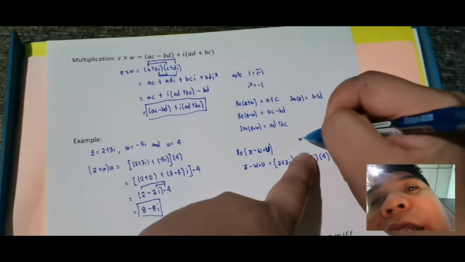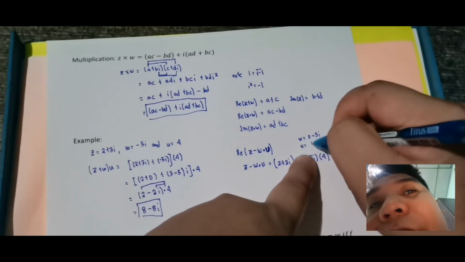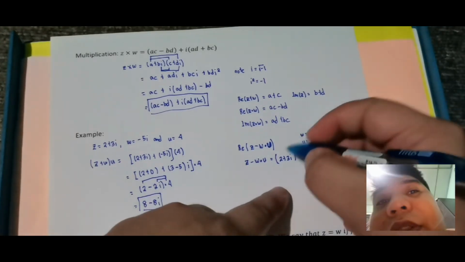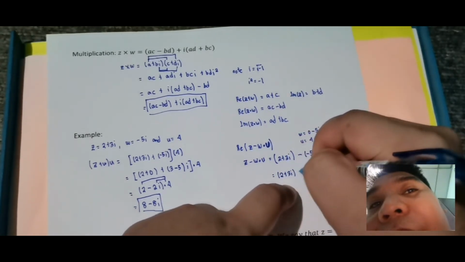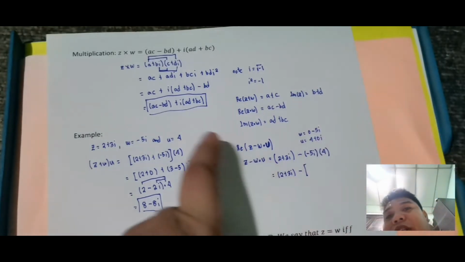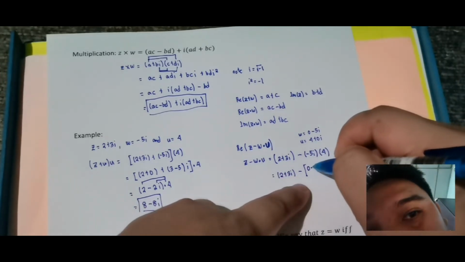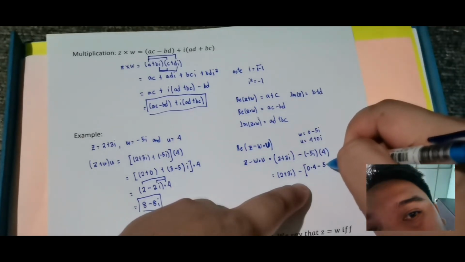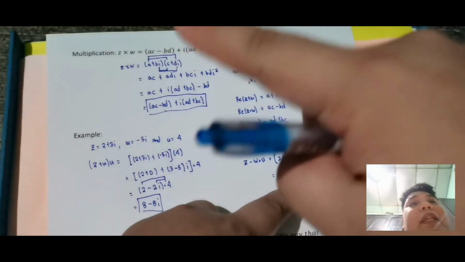Yung W kasi natin is equal to 0 minus 5i. Yung U kasi natin is equal sa 4 plus 0i. Para lang masunod yung formula na AC minus BD plus i times AD plus BC. Okay? So, this is equal sa 2 plus 3i minus, i-multiply ka na dito. So, ano sabi? AC minus BD. So, ito yung AC, so 0 times 4. Okay, so minus BD, that is 5 times 0. So, ito yung una. So, sabi sa formula, AC minus BD.